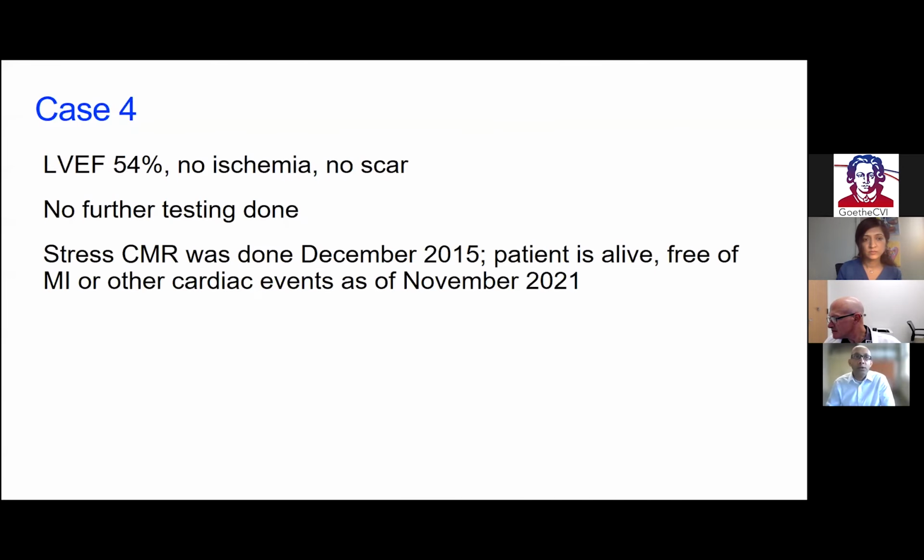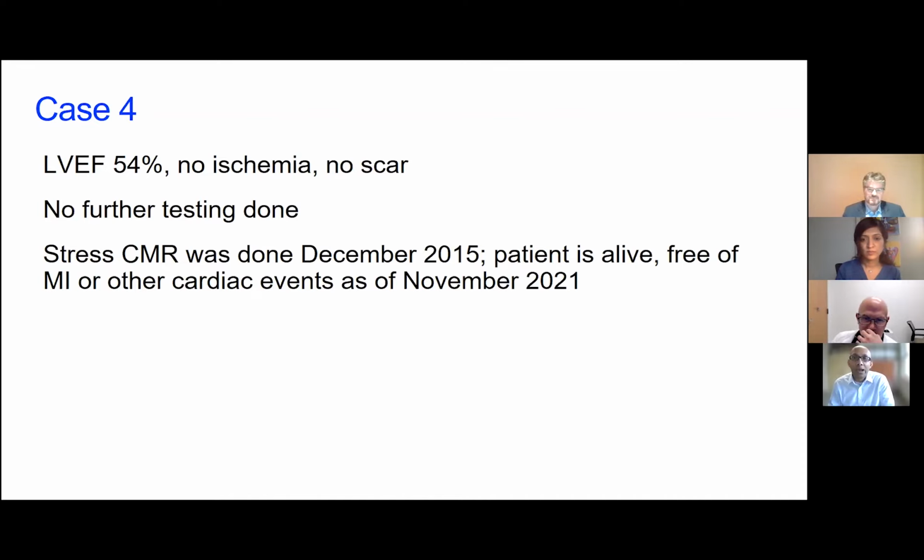And so the conclusion was that EF was normal at 54%. There was no ischemia, no scar, and we did not do any further testing. So you may ask, how do we know that this was the right decision if we did not do a coronary angiogram? Well, this study was done in December of 2015, and we have follow-up of 6 years.